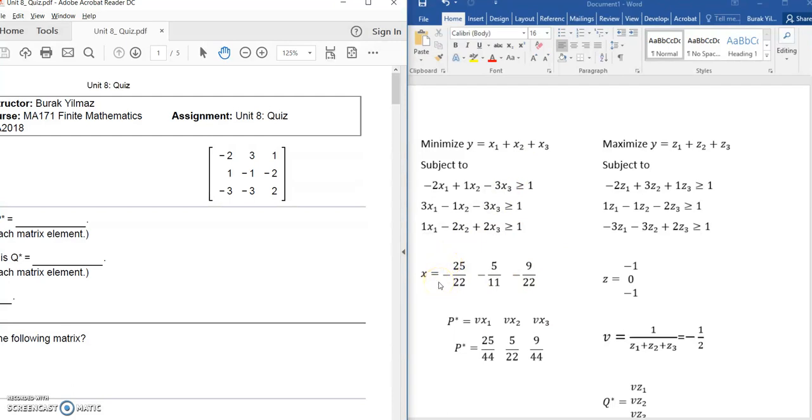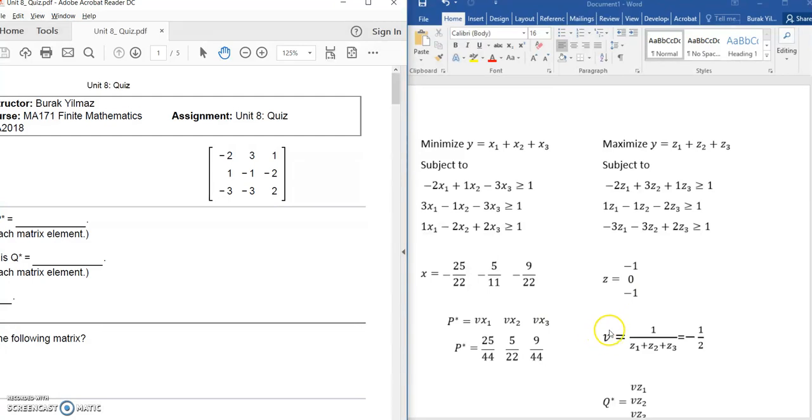I didn't want to spend too much time doing those, but here x1, x2, x3 would be this, which is a matrix, by the way. We're not adding or subtracting these. So x1 would be -25 over 22, x2 would be -5 over 11, and x3 would be -9 over 22 when we solve this inequality. And when we solve this system, we get z1 equals -1, z2 equals 0, and z3 equals -1.